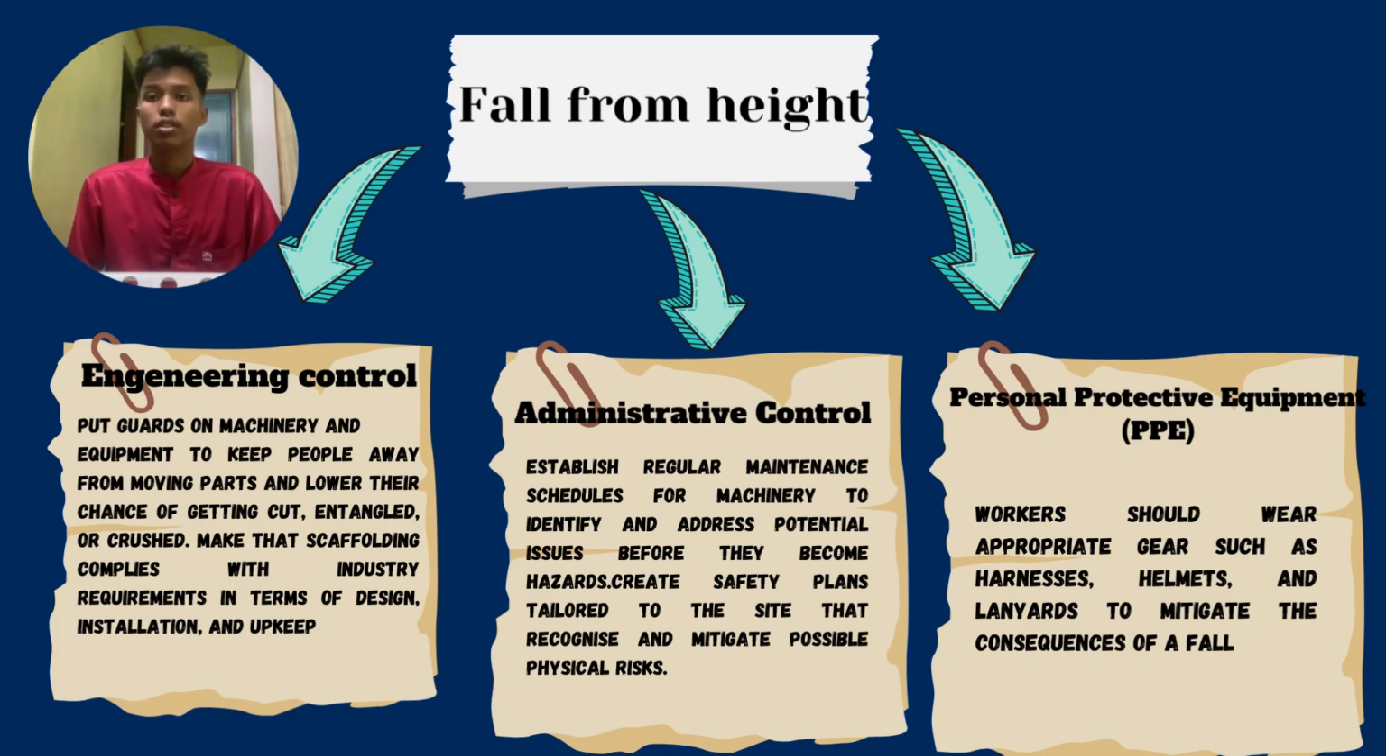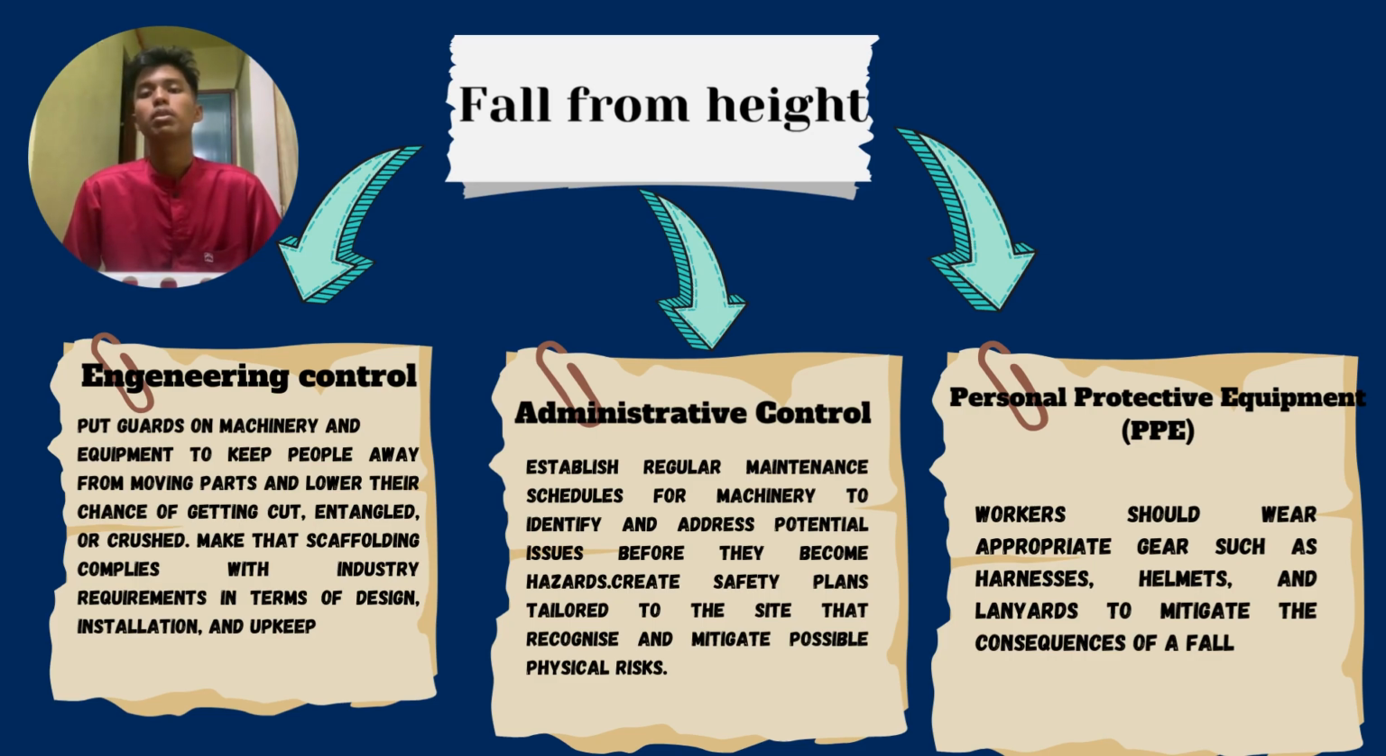Next is administrative control. Administrative control in construction involves the use of policies, procedures and management strategies to reduce and manage risk on the job site. Establish a regular maintenance schedule for machinery to identify and address potential issues before they become hazards. Create safety plans tailored to the site that recognize and mitigate possible physical risks. This plan outlines evacuation routes, emergency protocols and precautions unique to each hazard.